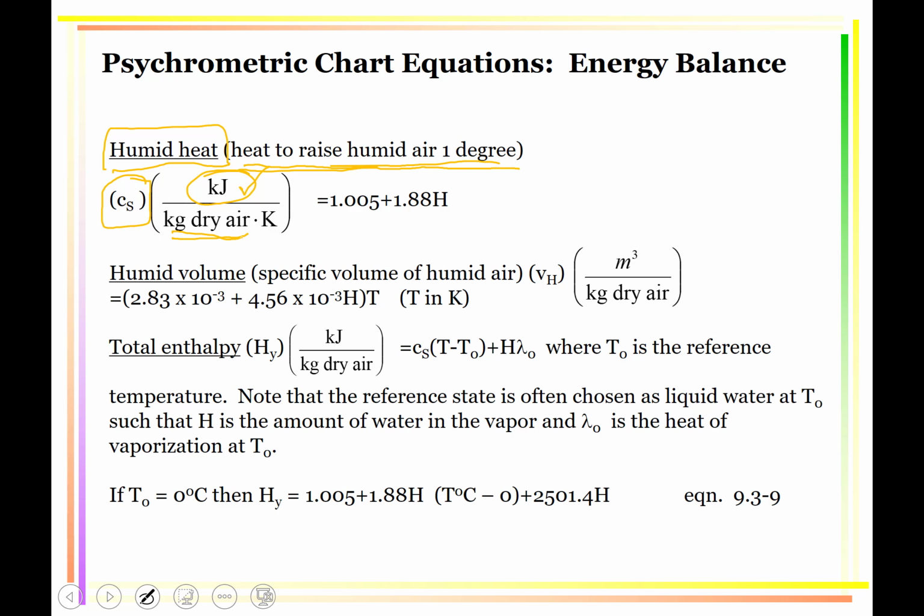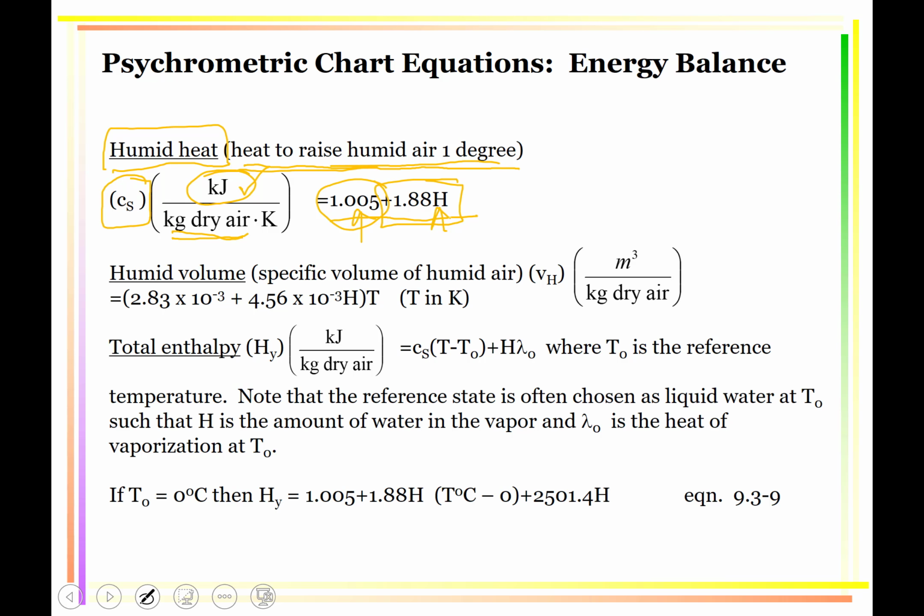And this is for the air. This 1.005 is the amount of heat needed to raise dry air by 1 degree. So it's the heat capacity of dry air. Plus, and this is going to be the heat capacity of the water in the air. And this is H, which is the amount of water in the air.